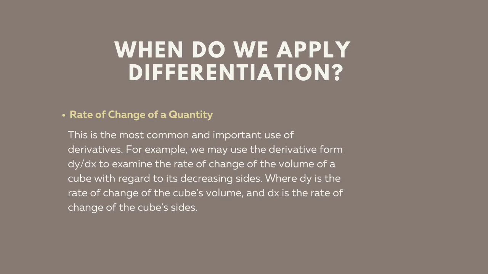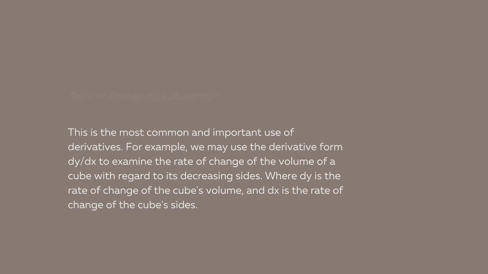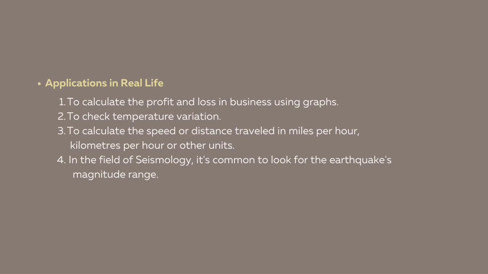For example, we may use the derivative form dy over dx to examine the rate of change of the volume of a cube with regard to its decreasing size, where dy is the rate of change of the cube volume and dx is the rate of change of the cube size. Next is applications in real life. We can use differentiation to calculate the profit and loss in business using graph. Besides that, we can check temperature variation, calculate the speed or distance traveled in miles per hour, kilometers per hour, or other units. And in the field of seismology, it's common to look for the earthquake's magnitude range.